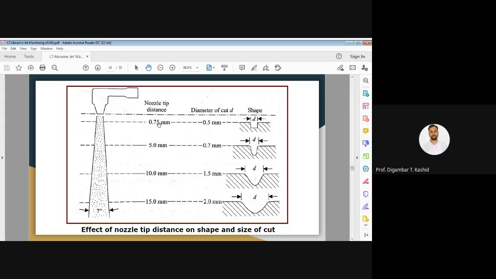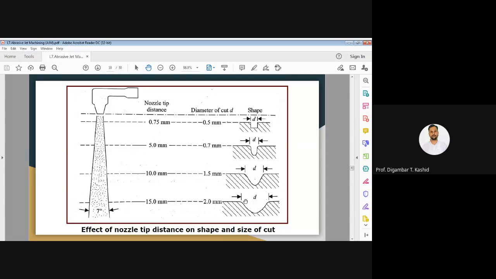Again, further increasing the SOD to 10 mm, your diameter of cut, that is D, will increase up to 1.5 mm. You can see the shape of the diameter. Then again, if you increase the nozzle tip distance up to 15 mm, the diameter of cut will increase to 2 mm. So this is the effect of nozzle tip distance on the shape and size of your cut.